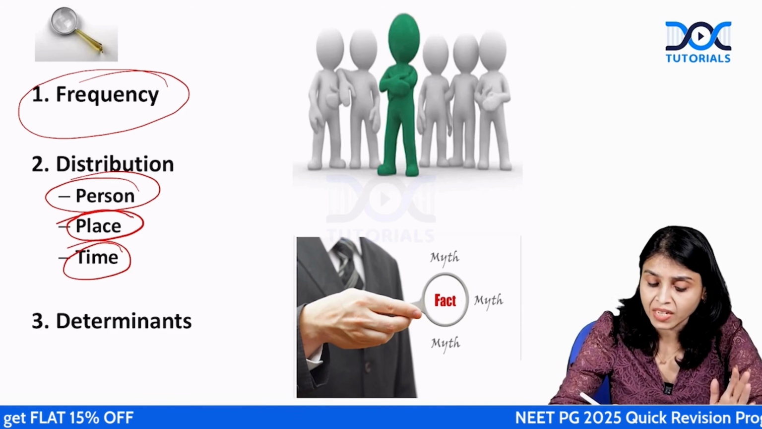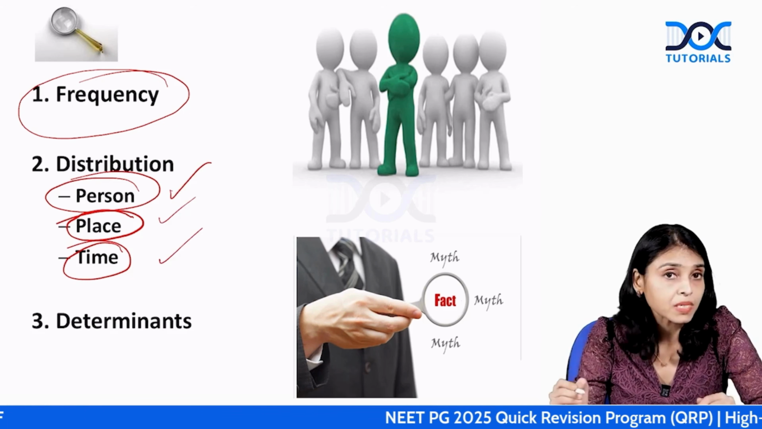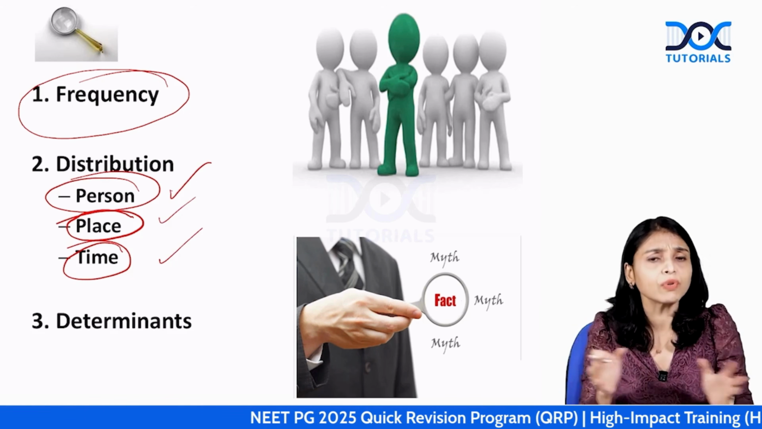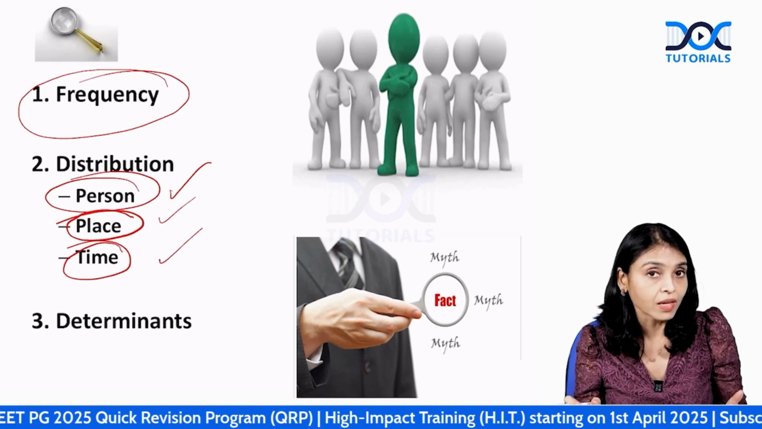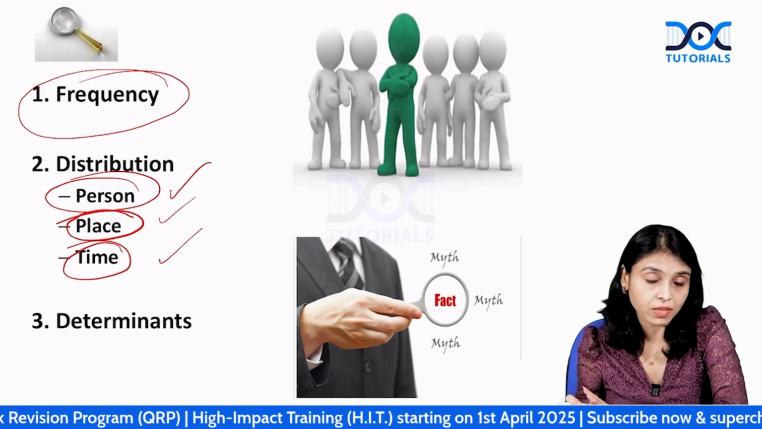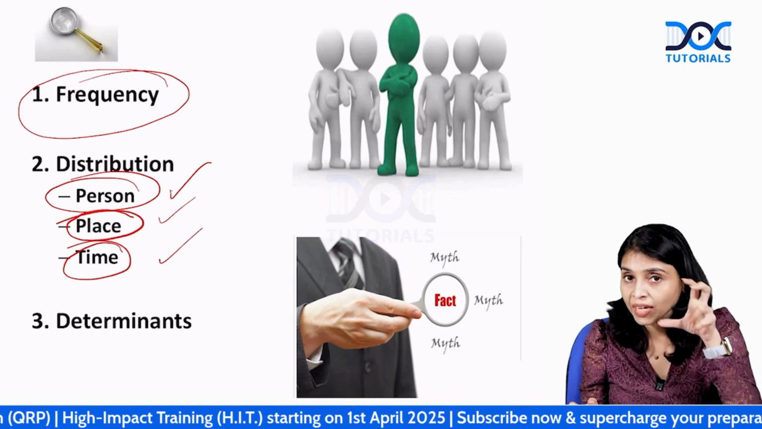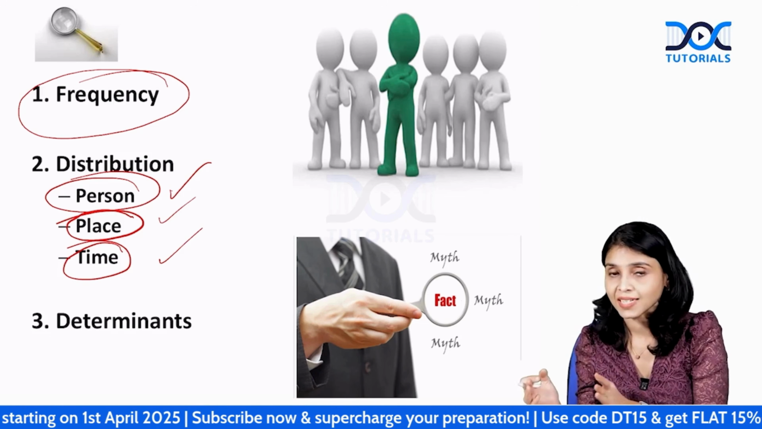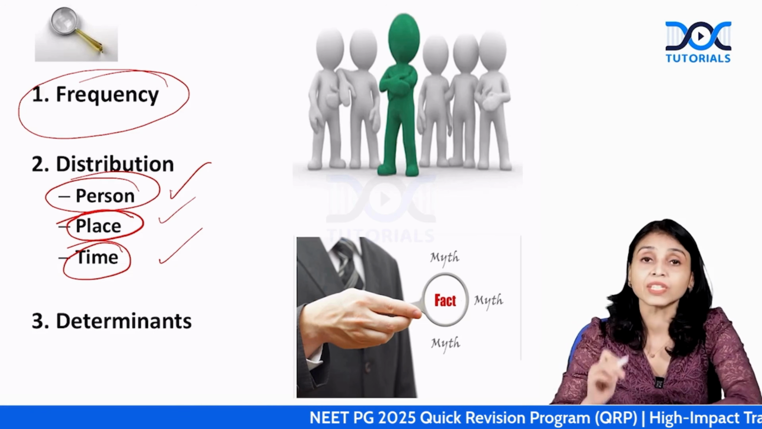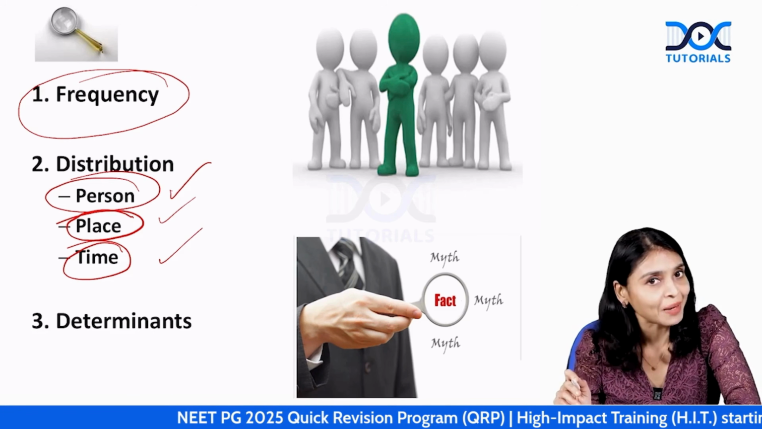So when you simply study the distribution, time, place, and person, that itself will give you a clue about the risk factors that could have led to the disease. Okay, especially when you are dealing with a new disease. So you will get an idea, okay, these could be the risk factors that could have led to the disease when you simply describe the distribution in terms of time, place, and person.